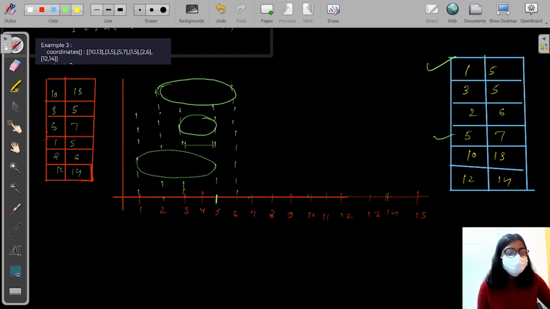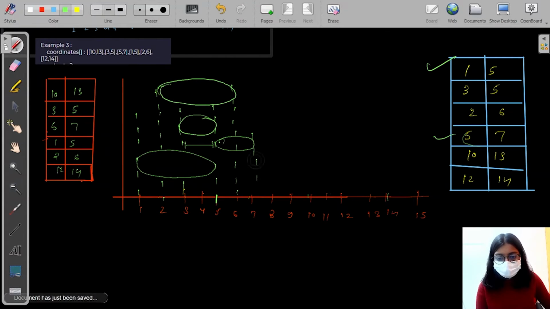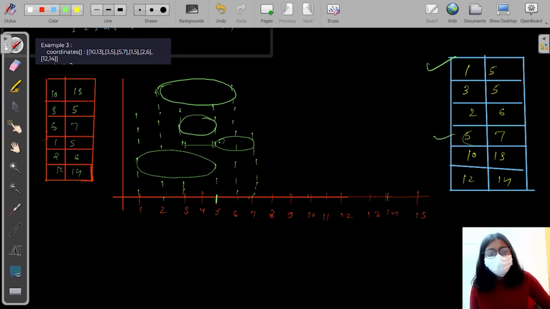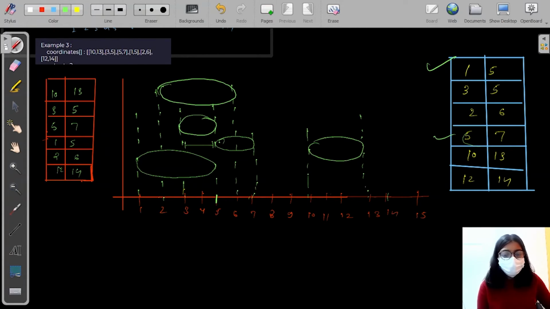Now again I come here. Again there is a balloon that passes from 5 to 7. So there is again a common point, that is my 5. Right? Again then from 10 to 13, a balloon. And again from 12 to 14, again there is a balloon. So they are sharing a common part. So I can pass an arrow from here and burst these two balloons.